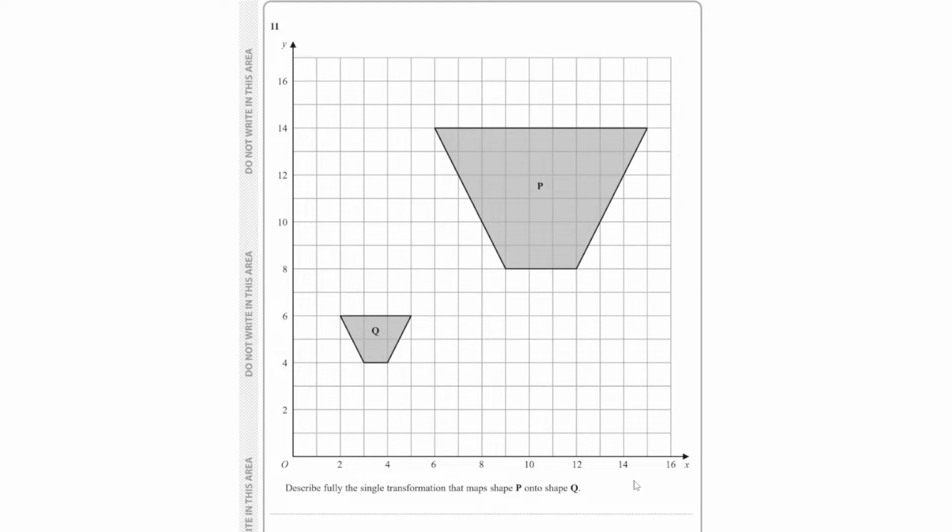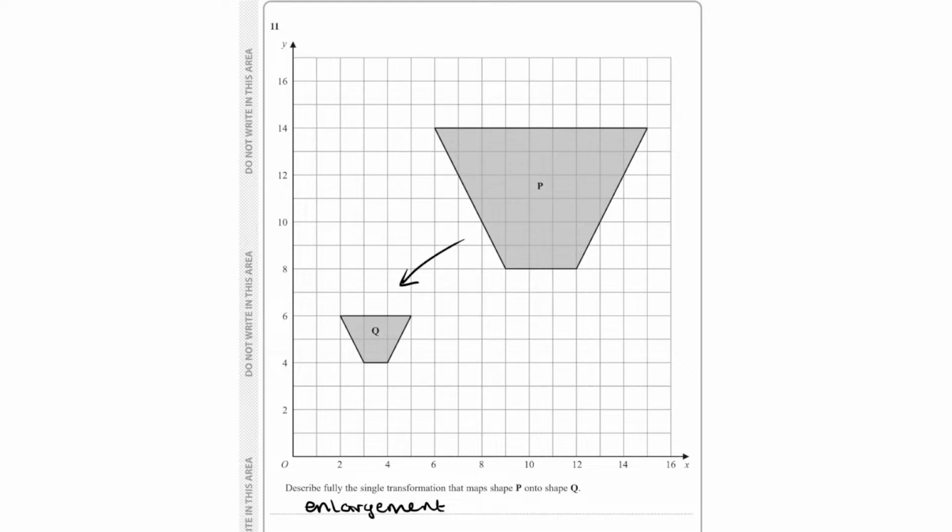But they've actually said in this case, P to Q. So we're starting at the big one, getting smaller. So just really double check which one they've said, which way round, which letter is the first shape, which one is the second shape. So it's obviously got smaller, which is still called an enlargement. It's just that the scale factor is going to be smaller than 1. So even if it's got smaller, if it's changed size, it's still an enlargement.